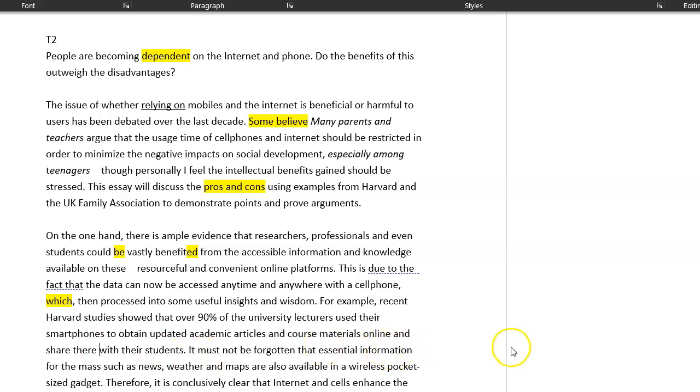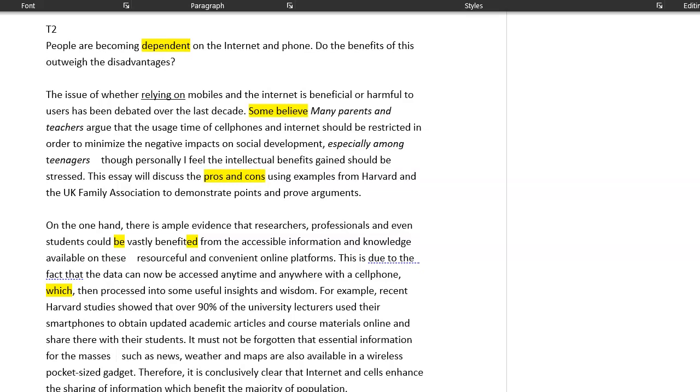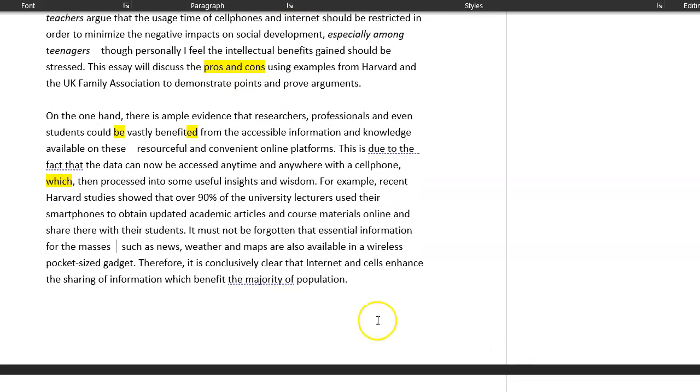It must not be forgotten essential information for the masses, that's plural, such as news, weather and maps are also available in wireless pocket-sized gadgets. Okay, so this, it must not be forgotten, that is good. I mean, that's part of the template, and I think it works. I think the examples sometimes you could make a little bit shorter.